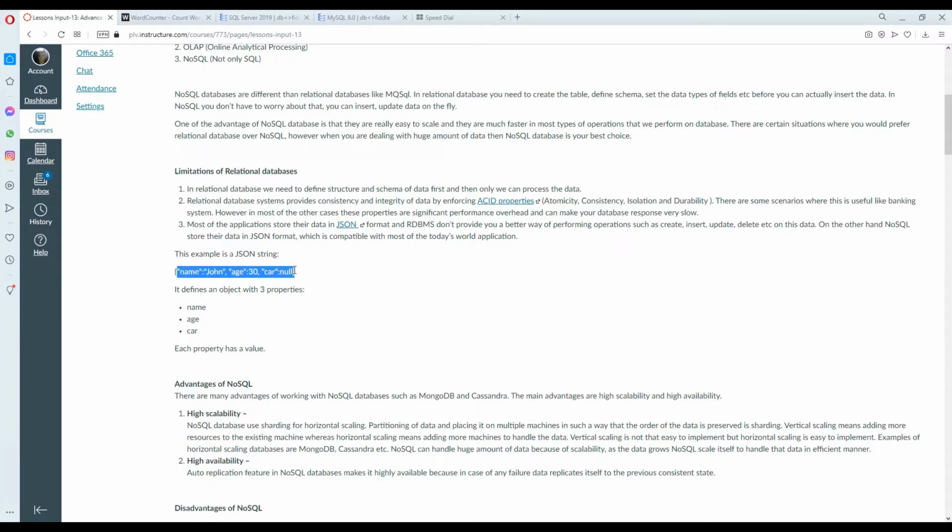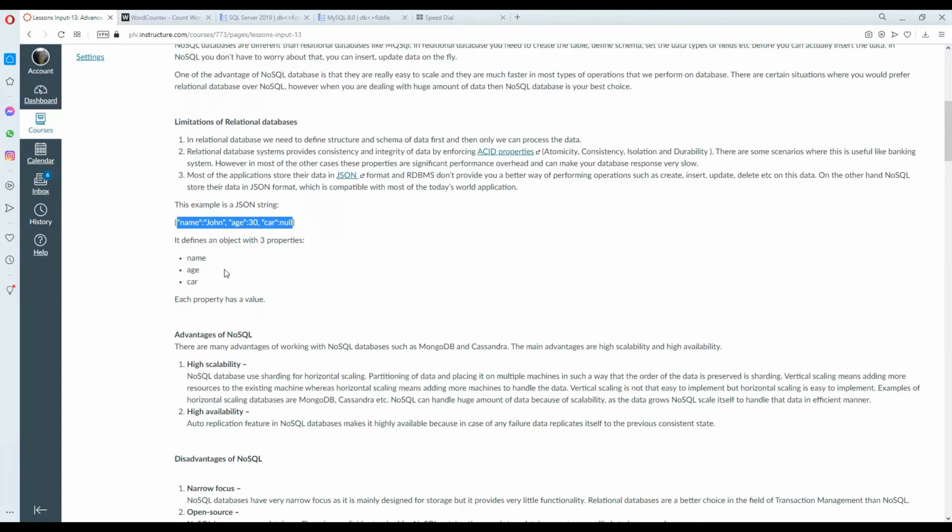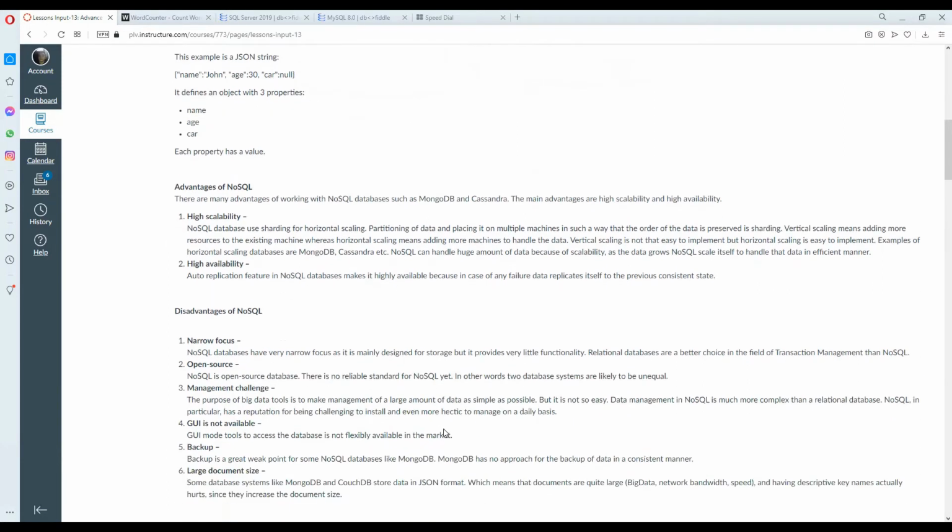So one particular JSON string can contain data about a particular person, object, or any other information. In this JSON format, we have three properties: the name, the age, and the car, each property having a particular value. What are the advantages of NoSQL?